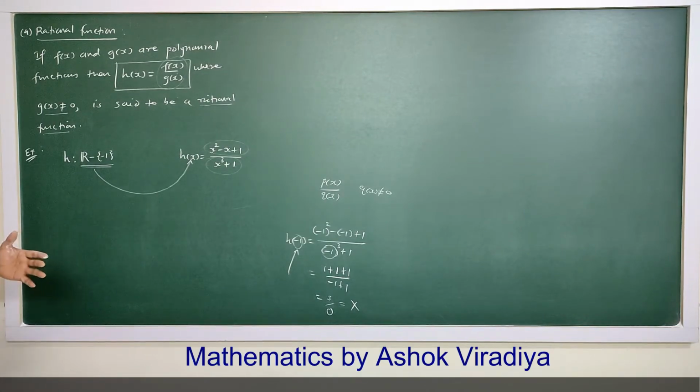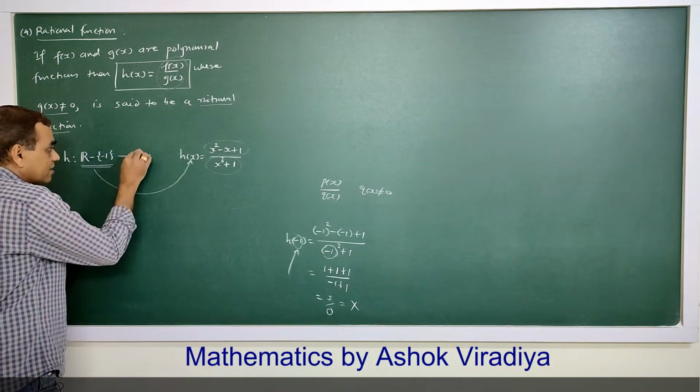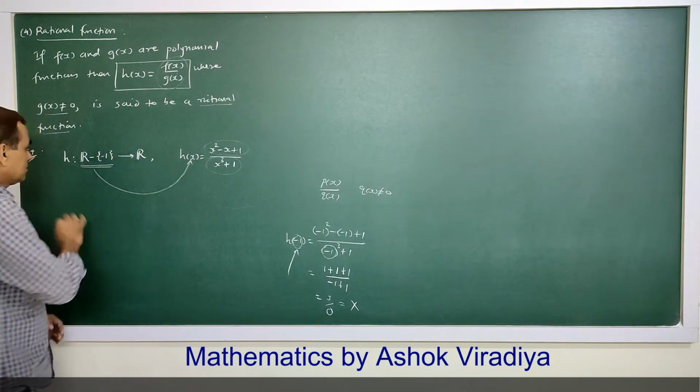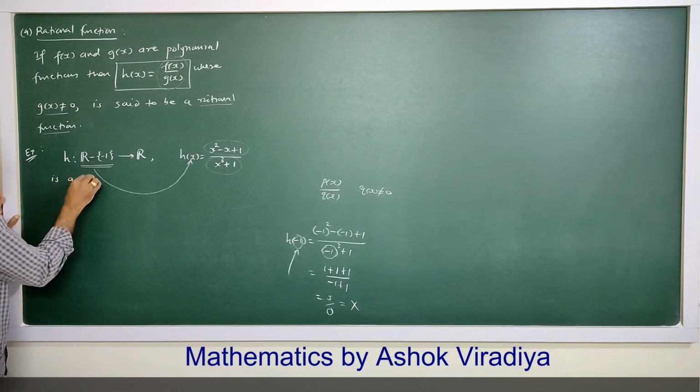Domain is the set of numbers which are allowed to be put in this machine. Codomain is R. So this is a rational function. It is a rational function.